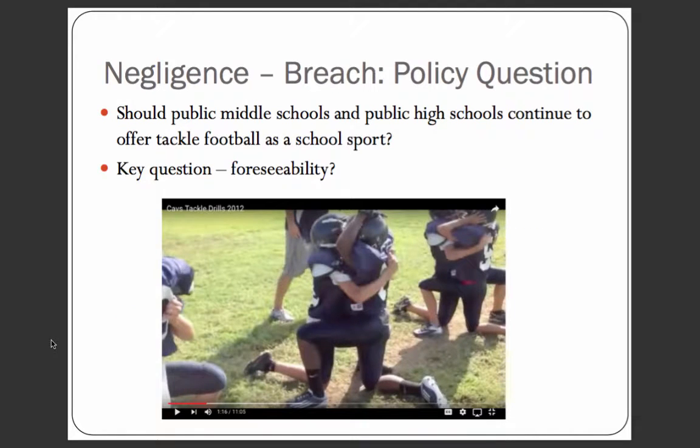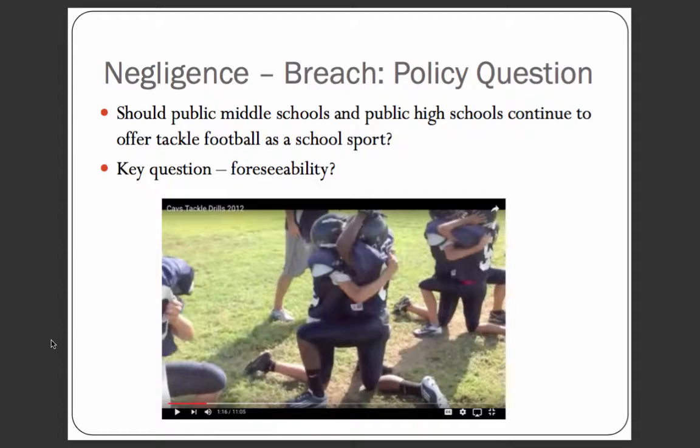So, for example, high school and middle school football is something that's very hotly debated now. Should middle schools and high schools continue to offer tackle football because of the question of foreseeability? Again, people are becoming increasingly aware of the risks that football and other contact sports pose because of the violent nature of the game, leading to things like CTE and permanent injury.